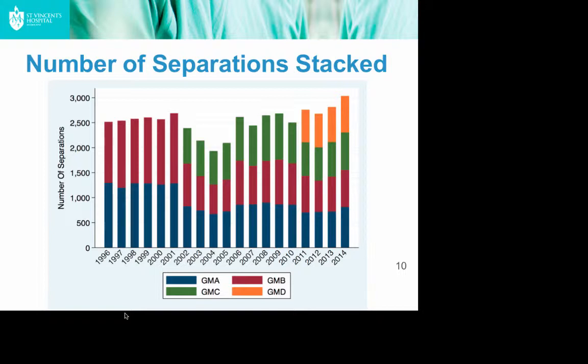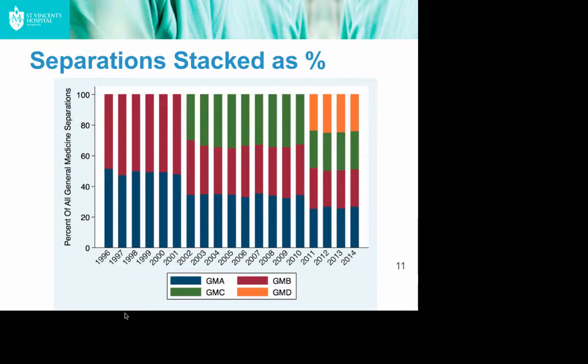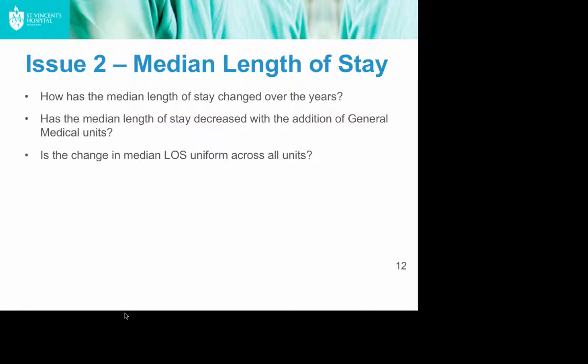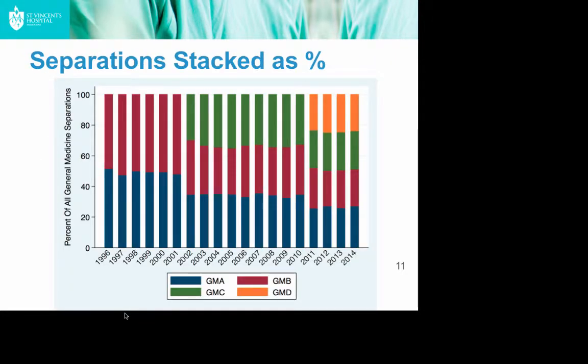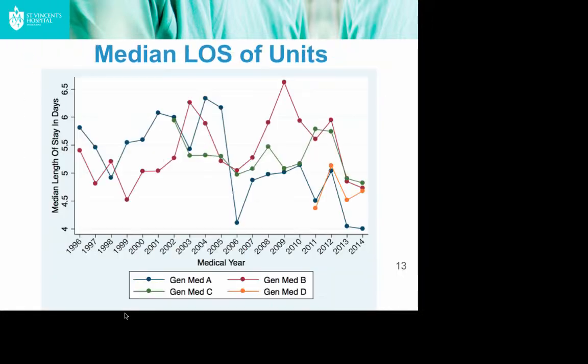And this is the number of separations, and if you look, it's actually quite evenly split. So if there were sub units within that, it's about a 50-50 split. Yeah, it's pretty even. And it's about 50-50, 33%, and about 25% there. And this is the median length of stay. If you look from 2012 onwards, there's a drop there. If you draw a slope there, then yes, it goes down for all 4 units. But between that, it's up and down for all 4 units.